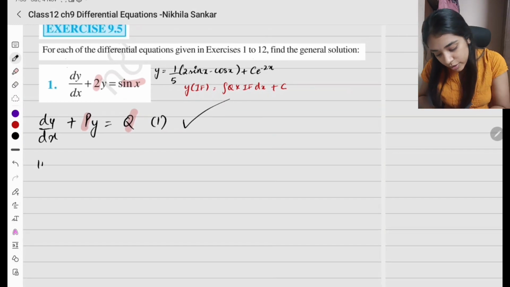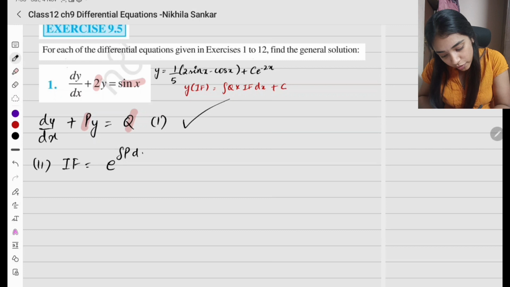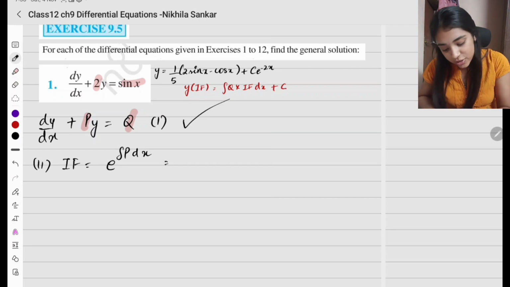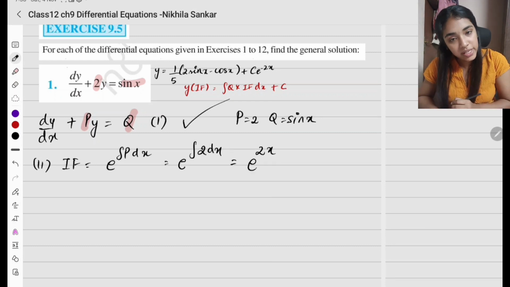What is my second step? To find the integration factor, which is e to the integral of p dx. So this is e to the power of p, what? The value of p is 2 and the value of q is sin x. So p is 2 dx. e to the power of 2 is a constant. dx, the integral is going to be x. So my integration factor is e to the power 2x.